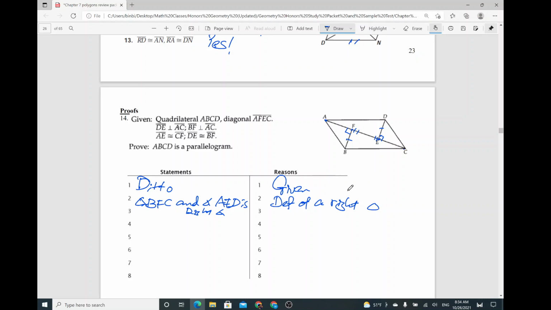Another thing that we notice can be proved by using HL, hypotenuse-leg. So triangle BFC is congruent to triangle AED. The reason for that one is statement number 3, and it's proved by hypotenuse-leg. So by using that, another thing that we notice is AD is congruent to BC, and the reason for that is CPCTC.